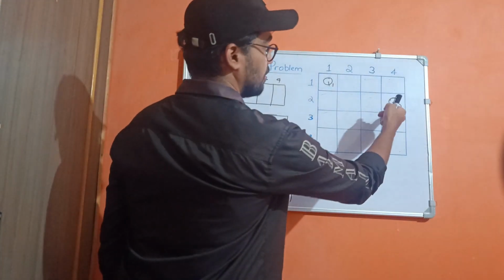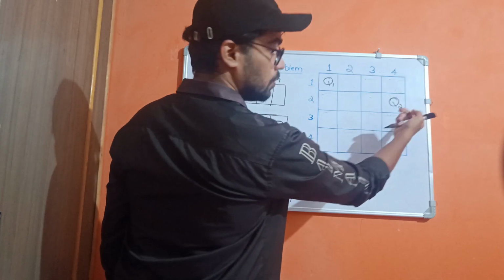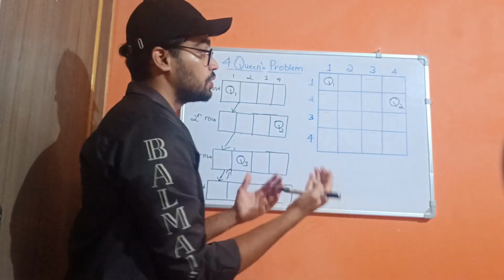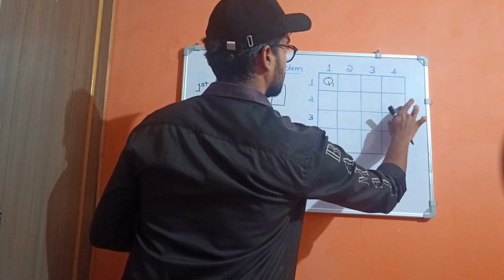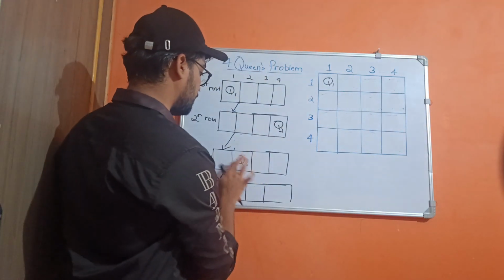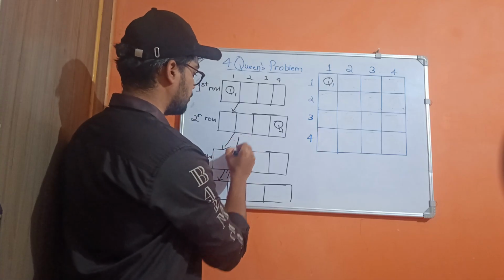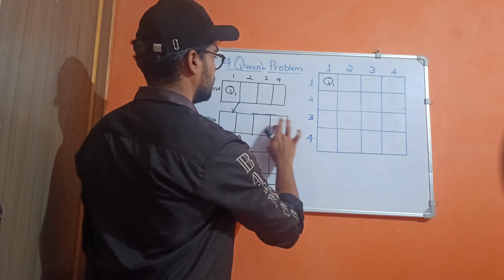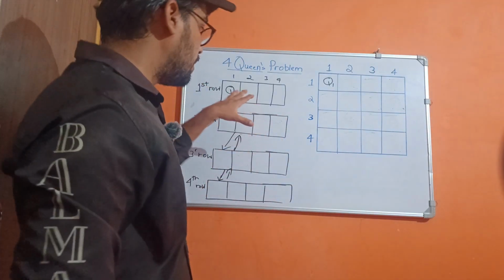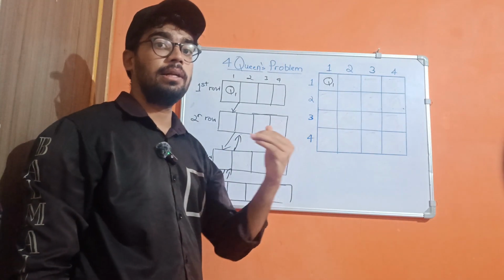Then I will check for queen 2. There is no other cell to move the queen to, so I'm going to remove this one also. So before that, we have to backtrack queen 3 to queen 2, so all the moves we did from Q2 to Q4 are completely wrong.